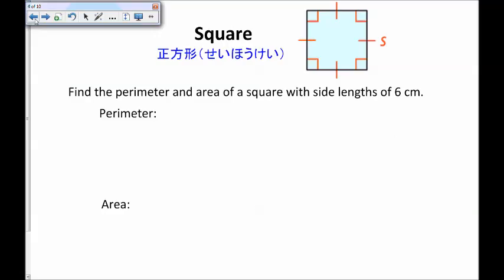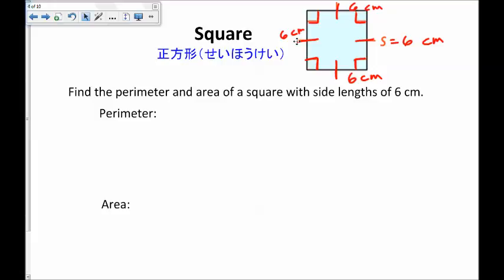Our first shape is a square. So this is a picture of a square. All four sides are the same length, and all four angles are right angles. Find the perimeter and area of a square with side lengths of 6 centimeters. So the side length is 6 centimeters. Every side is 6 centimeters.